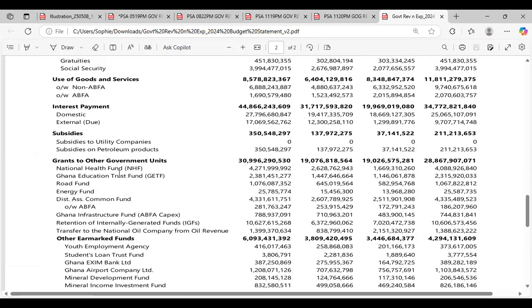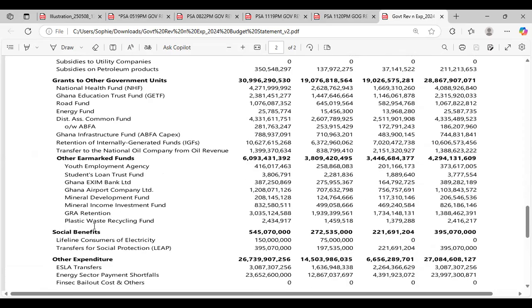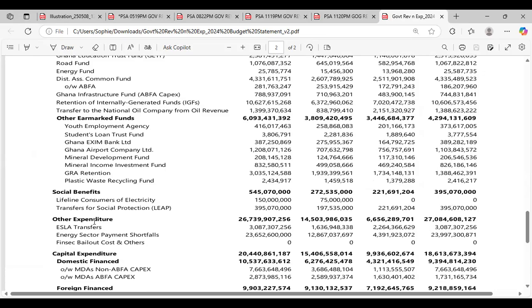So National Health Insurance Fund, GETFund, Road Fund, Energy Fund, and a whole lot. Then we have social benefits. Sometimes, if you're not very careful, you confuse social benefits with compensation. So if you go to the previous lecture or video, notice the difference in there. Some examples of social benefits are lifeline consumer of electricity, and then LEAP.